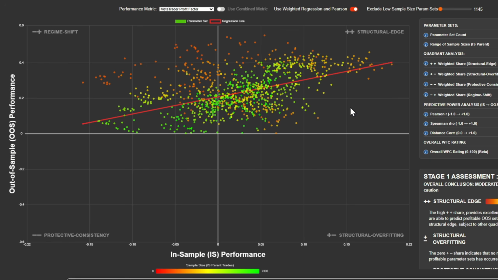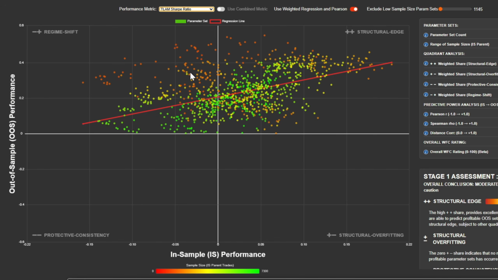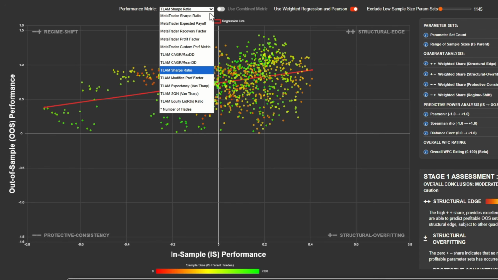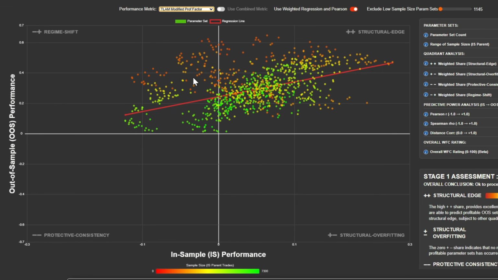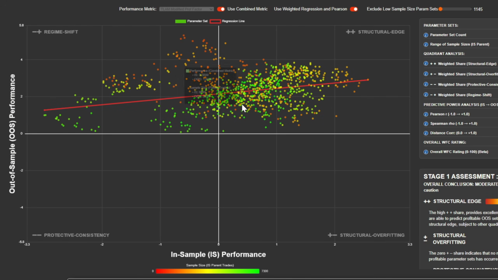The first component of the walk-forward correlation framework is quadrant analysis. Every point on this chart represents a full optimization run for a specific parameter set. The x-axis shows its in-sample performance, and the y-axis its out-of-sample performance. You can change which performance metric you want to use to display this information here. So you can choose, for example, the Sharpe ratio, profit factor, or return over drawdown. You can even use our combined metric that blends several different characteristics of performance into a single metric.